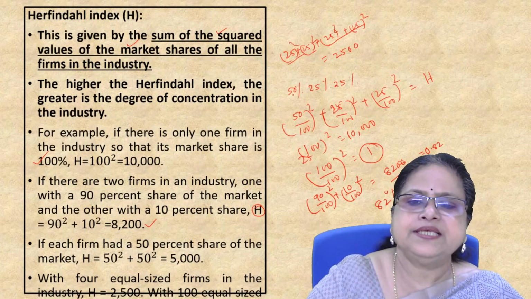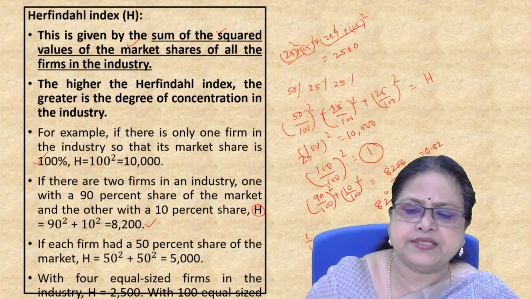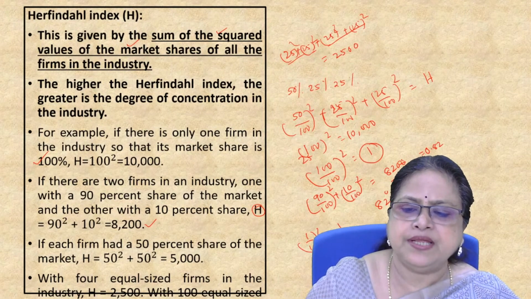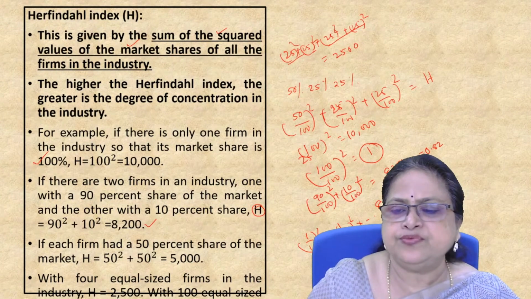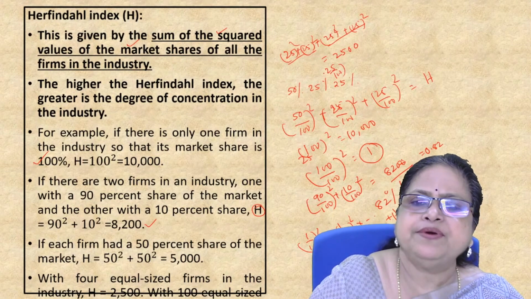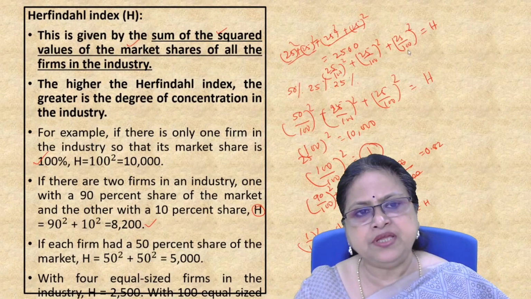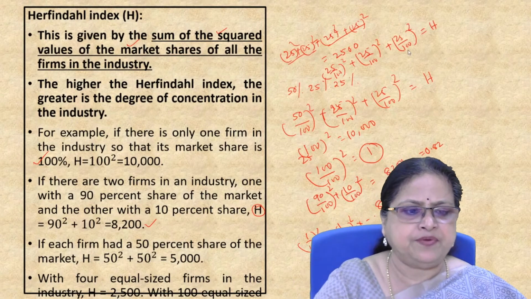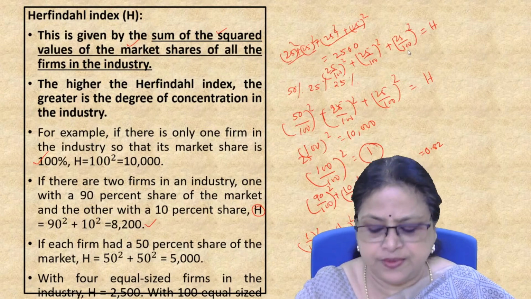With 100 firms of equal size, you can measure this way: (1/100) squared plus (1/100) squared, and so on. You can do it this way to get the Herfindahl index, or you can go through (25/100) squared plus (25/100) squared plus (25/100) squared, and so on, which is equal to the Herfindahl index. The Herfindahl index can be from 0 to 1, or it can take the other form for industry use. For agricultural purposes, it is always taken as 0 to 1.